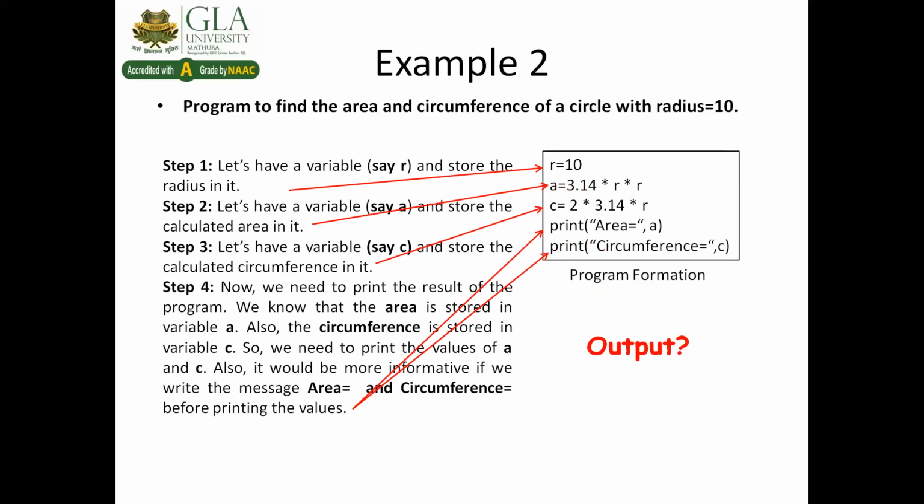So what would be the output? I hope you must have guessed that the output would be somewhat like this: area equal to 3.14 and circumference equal to 62.8. You know that the print statement prints in a different line every time a new print statement gets executed, so we are getting the output in two different lines. The same value r has been used by two expressions, and it is used to calculate the different values as required by the program.